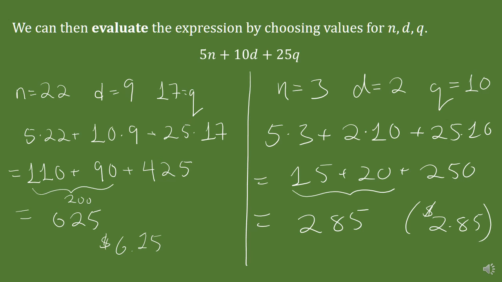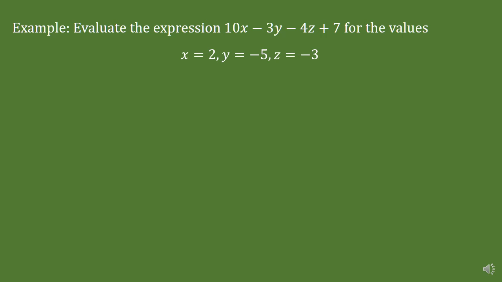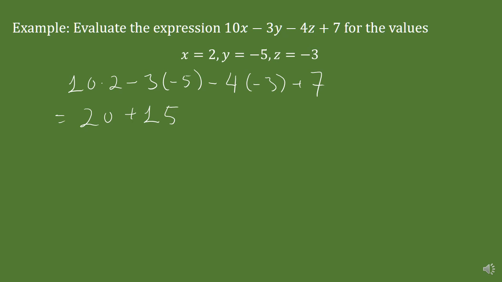Okay, and then negative numbers start popping up. So here's some unknown thing, but you can just substitute in the values that you're given. So we've got 10 times 2 minus 3 times negative 5 minus 4 times negative 3 plus 7. So the first one, 20, and then minus 3 times minus 5, or minus 3 times 5. Either way, you're going to end up with adding 15. This is adding 12, and then the 7 is just 7.